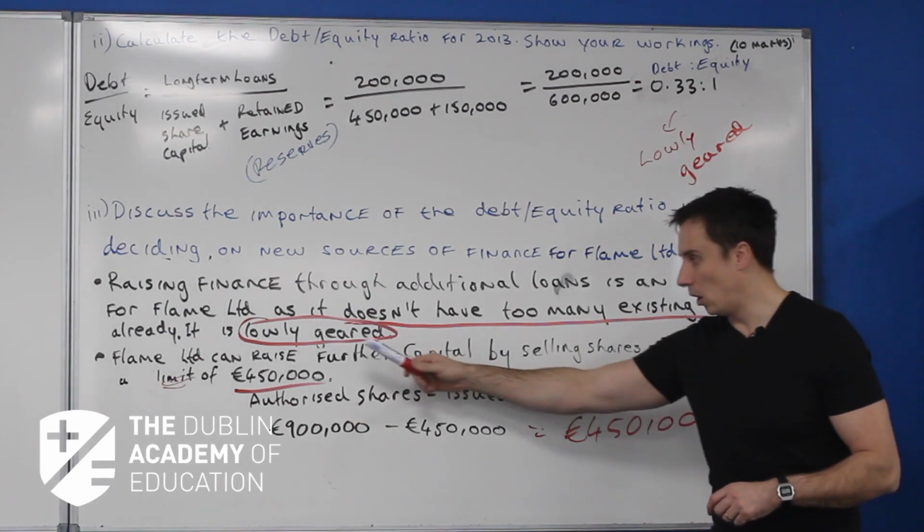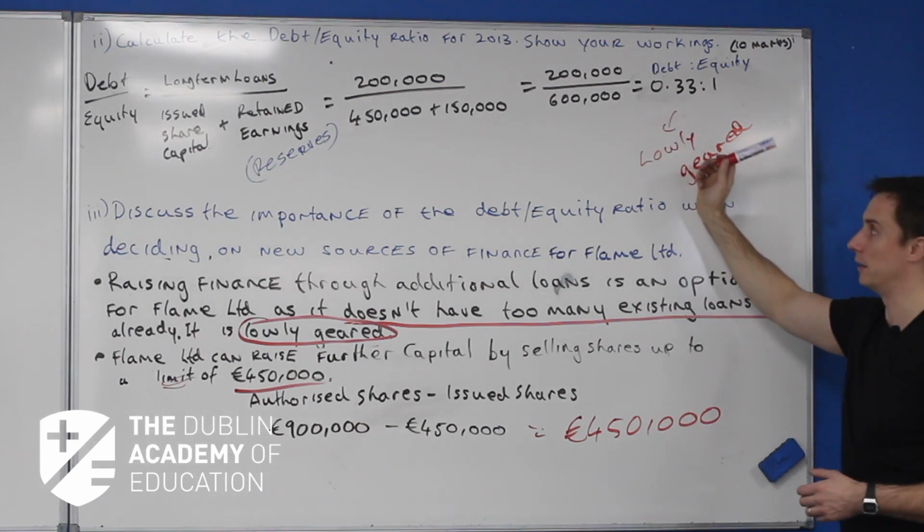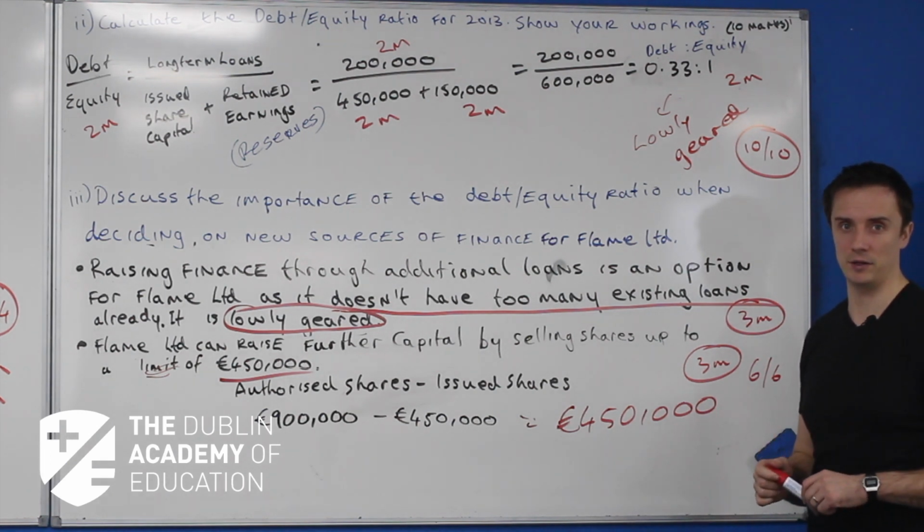But no matter what, always explain that they're lowly geared. If it's less than 1, you say they're lowly geared, and more than 1, you say they're highly geared. That's an example of how to tackle that question on the debt equity ratio.